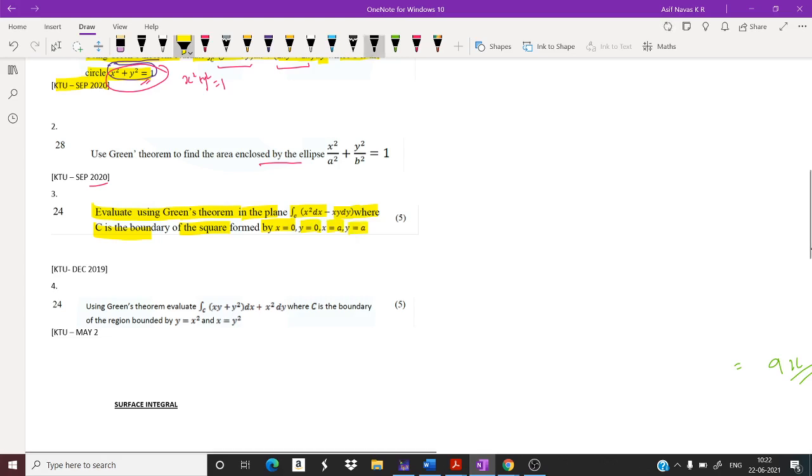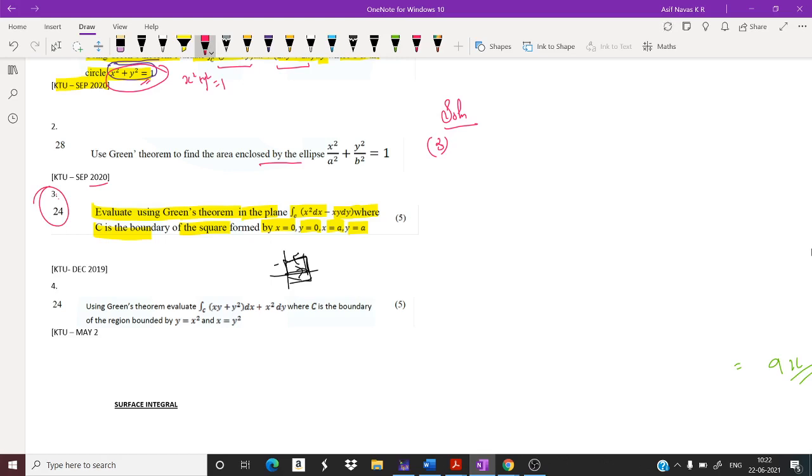So this is a square, right? So if you have a square, then this is a closed curve. So we can use Green's theorem. So we will do that solution of the third question, that is the 24th question in 2020 September.